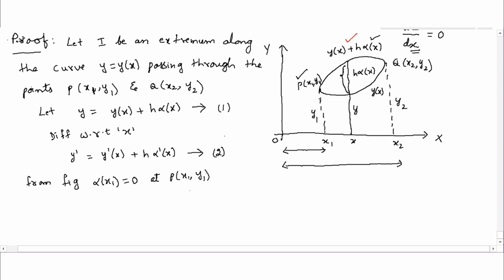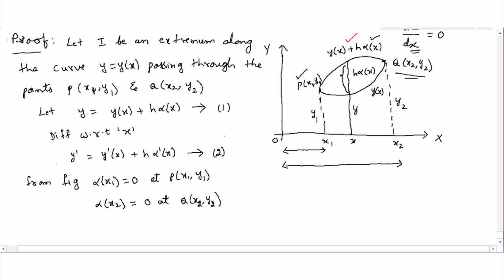In the same way, if you consider alpha of x2 at the point Q, x2 comma y2, there also its value will be equal to 0. At this particular point, you can see both the curves are coinciding. Therefore, alpha of x2 will be equal to 0.